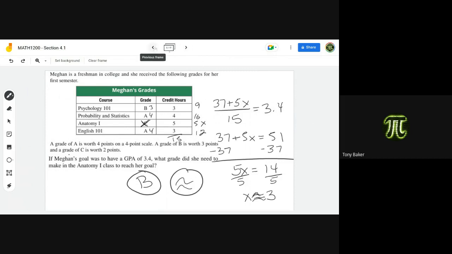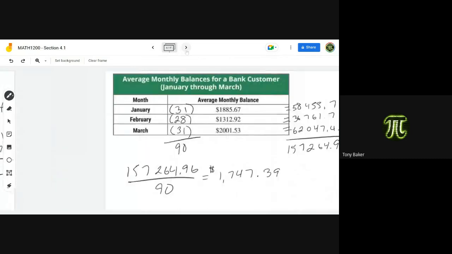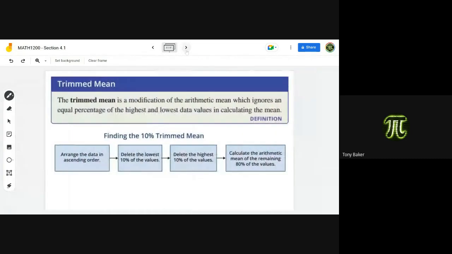Okay. Are we good with weighted mean? Now you know why I said this is going to take longer today. It's okay. All right.